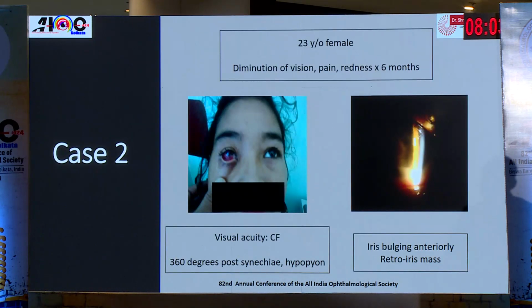Case number 2 is a young female who presented to the uveitis clinic with diminution of vision, pain and redness for the past 6 months. Her visual acuity in the right eye was counting fingers close to face, and there was a lot of congestion and redness as can be seen. On evaluation of the anterior segment, there were 360 degrees posterior synechiae formation and hypopyon. On close observation, there was an iris bulge in the inferior region, confusing us with a retroiris mass.